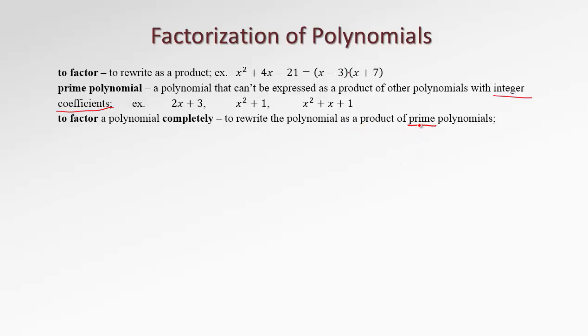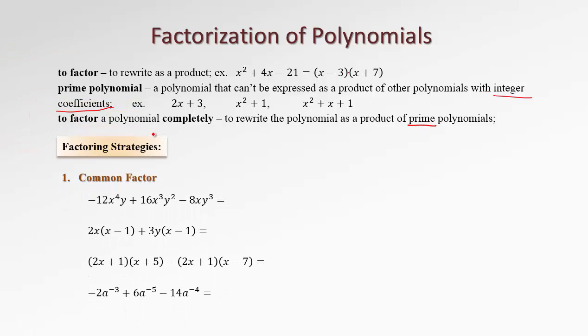Now, to factor a polynomial completely means to rewrite the polynomial as a product of prime polynomials. That means we factor until all factors are prime. We have several strategies to factor polynomials. The very first strategy is checking for common factors. So, for example, we'll look at all coefficients. If those coefficients have a common factor, we pull it out.